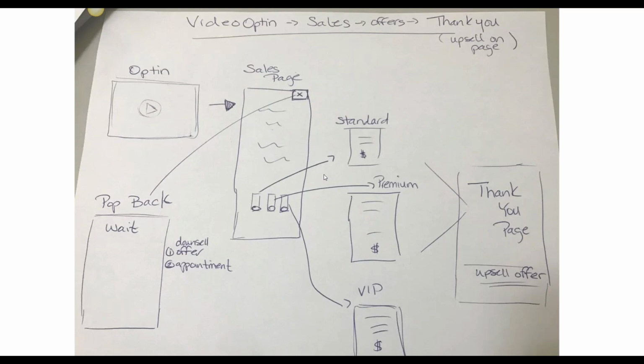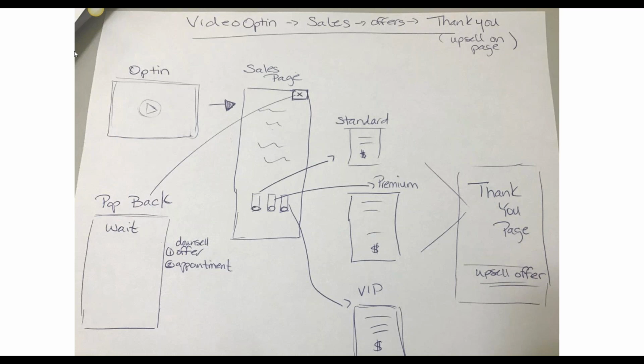Okay. So the next one we have is a video opt-in to a sales page, to an offer, to a thank you page. So follow me on this one. On the left-hand side, we can see that there's an opt-in. So it's a video opt-in. We're letting them watch a video, collecting their name and email address, and sending them to the sales page.